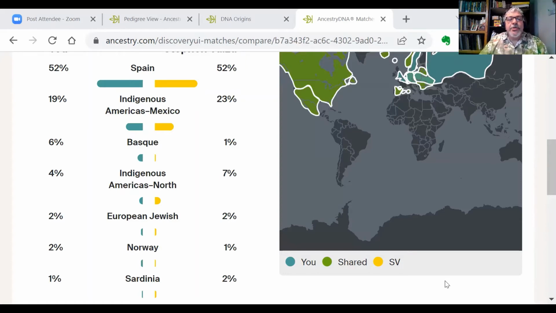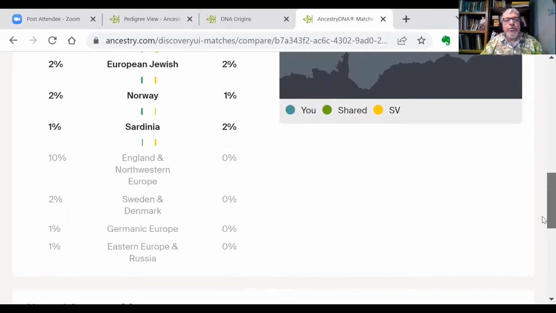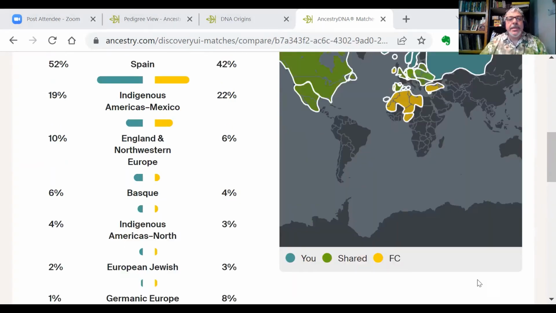Indigenous, he has a little bit more. Indigenous Americas, less Basque, more Indigenous Americas North. European Jewish, 2%. Norway, Sardinia, and no England and Northwestern Europe ancestry. So interesting combination here. Again, we get different things from different people. So let me show you a couple others just to compare.